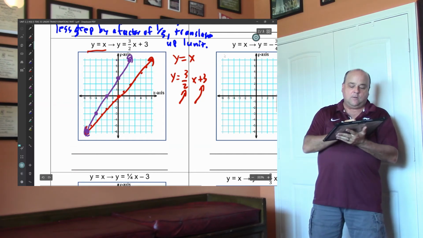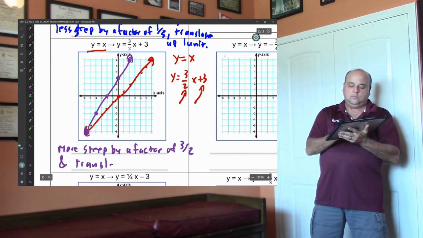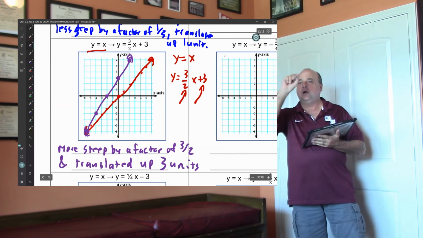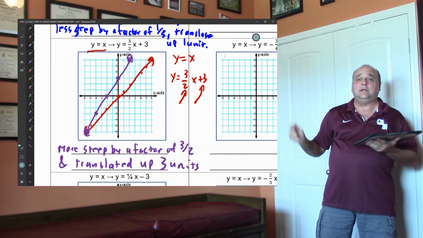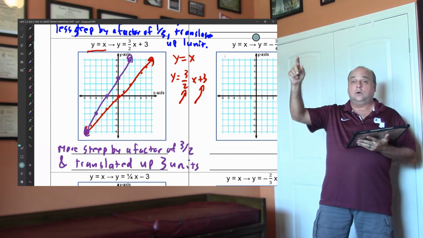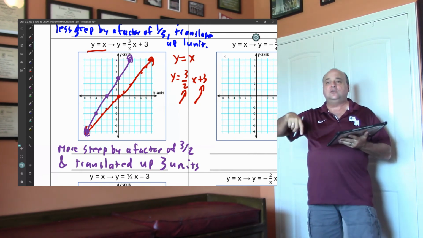So you're going to write down more steep by a factor of 3 over 2 and translated up 3 units. That's all you have to do. And if you have a negative slope, you're going to write down reflect across x-axis. That's it. So you write down reflect across x-axis, you write down more steep or less steep by a factor or whatever, and then you write down translate up or down.